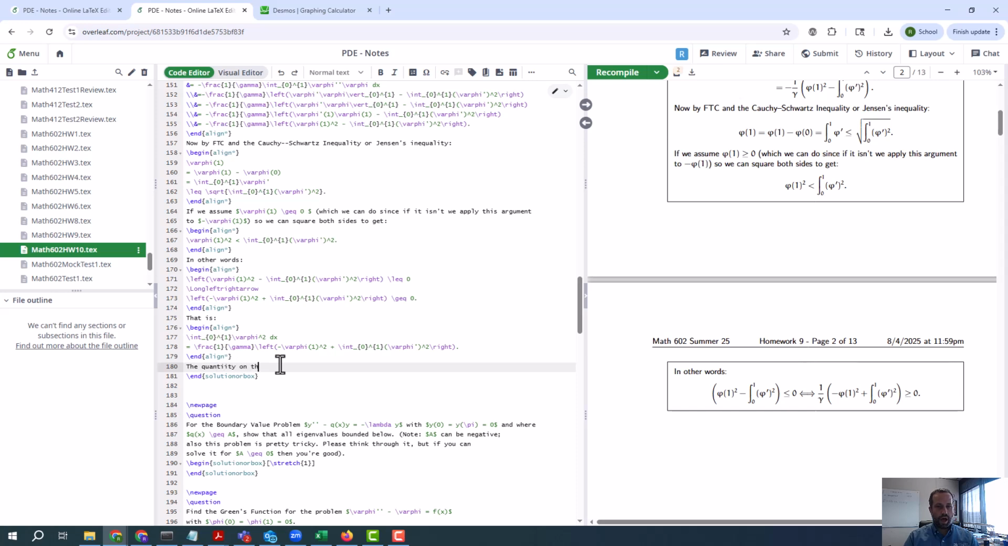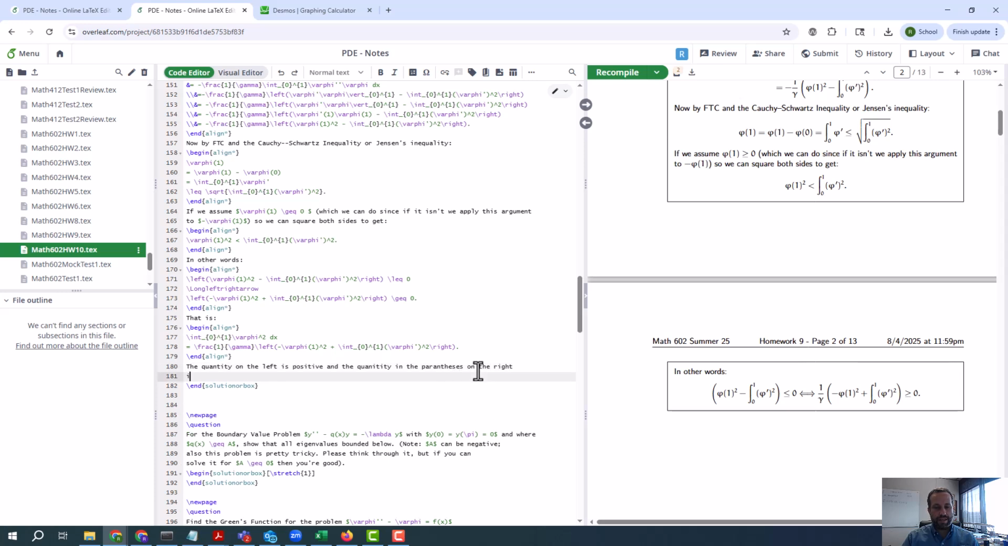The quantity on the left is positive, because the only way the integral of phi squared could be 0 is if phi is identically equal to 0. That's not allowed, because that would be the 0 eigenfunction, which we don't care about. So the quantity on the left is positive, and the quantity in the parentheses on the right is non-negative.